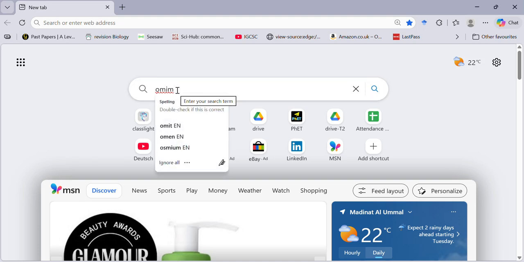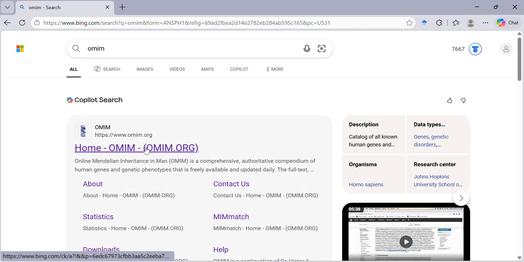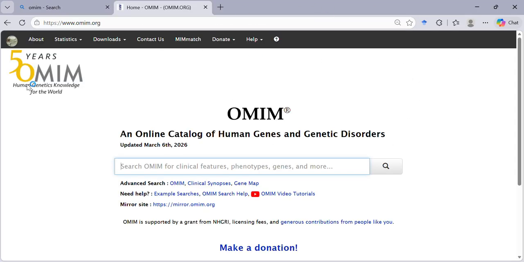So let's start with OMIM. You just have to write OMIM on Google. This page will come, which is the Human Genetic Catalog, Online Mendelian Inheritance in Man. This page tells you each and everything about the gene of your study.